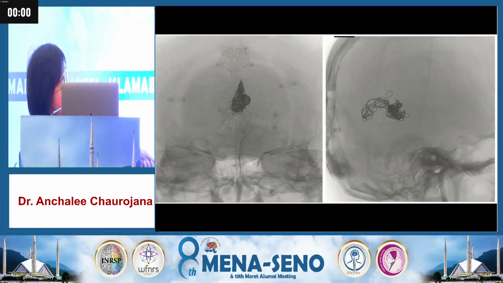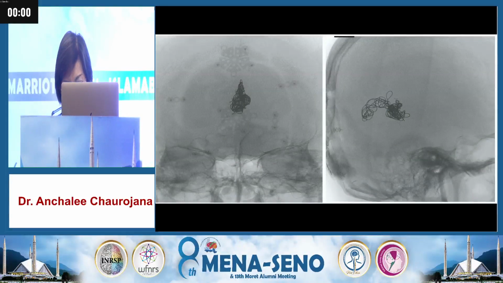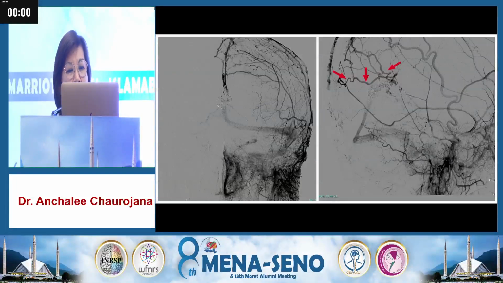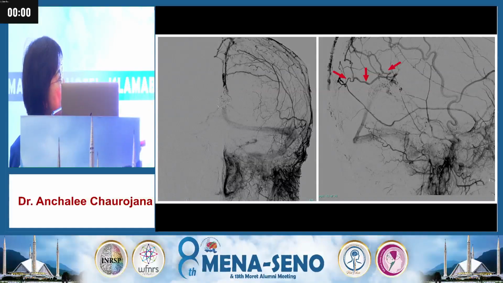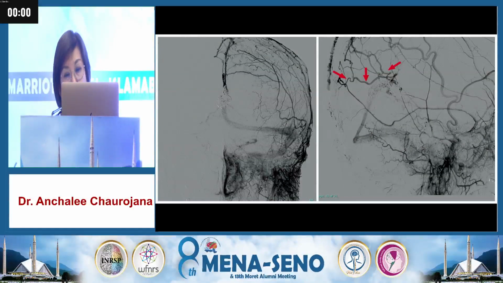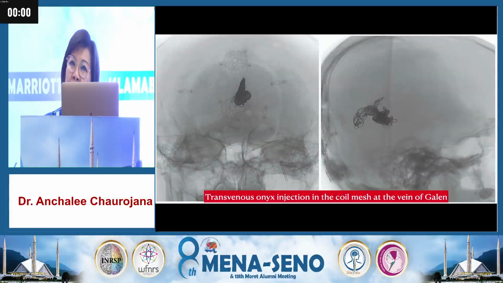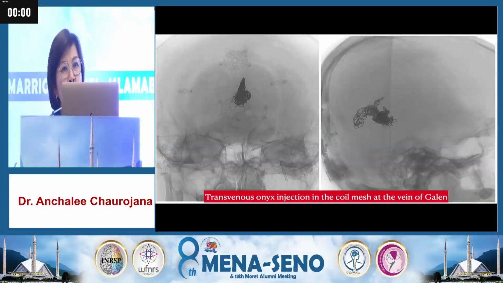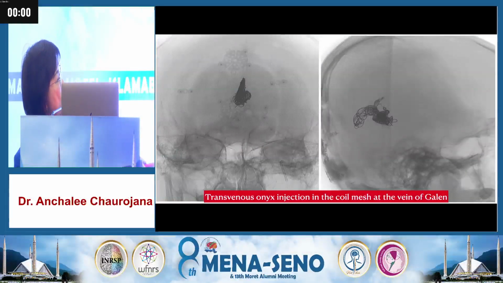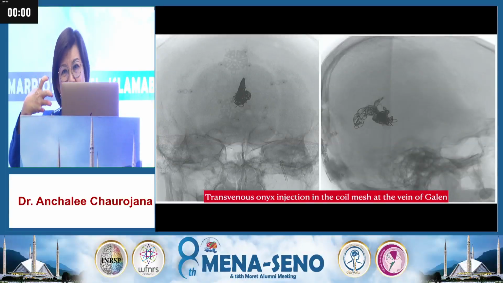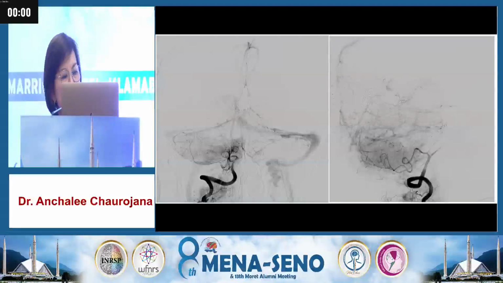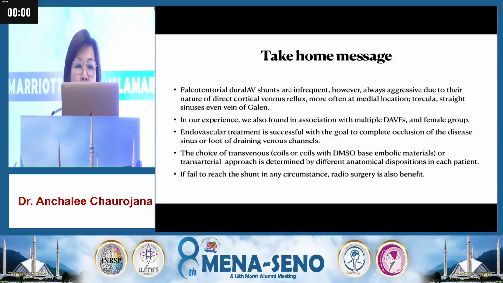But during coiling, maybe this is an old case, at that time we didn't pack well enough at the point of the vein of Galen. And you can notice that on follow-up, the shunt is still there. There's still some residue of the shunt, okay, with cortical reflux also. So again, it's not that difficult for us to go transvenous again, and because you already have the coil inside, after you place the microcatheter, you just inject Onyx inside the coil mesh, and just easy, and everything's gone. Okay, so lovely, I would say.